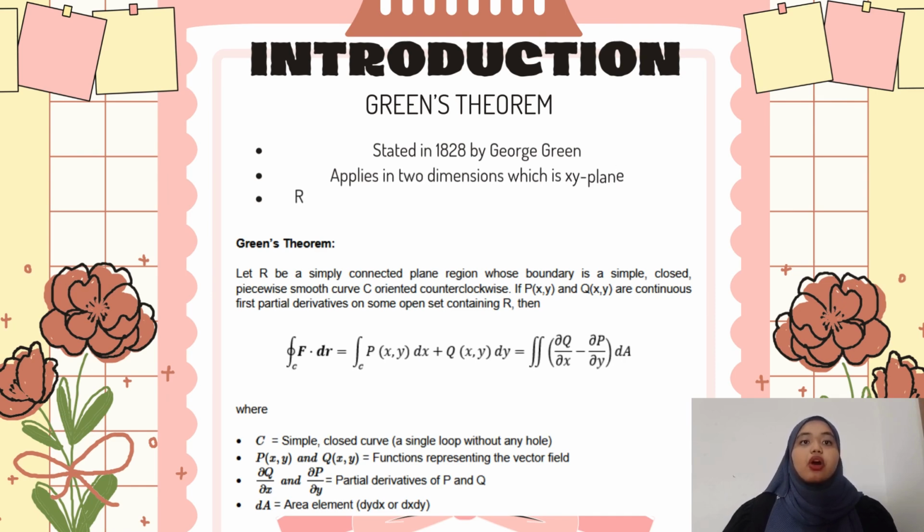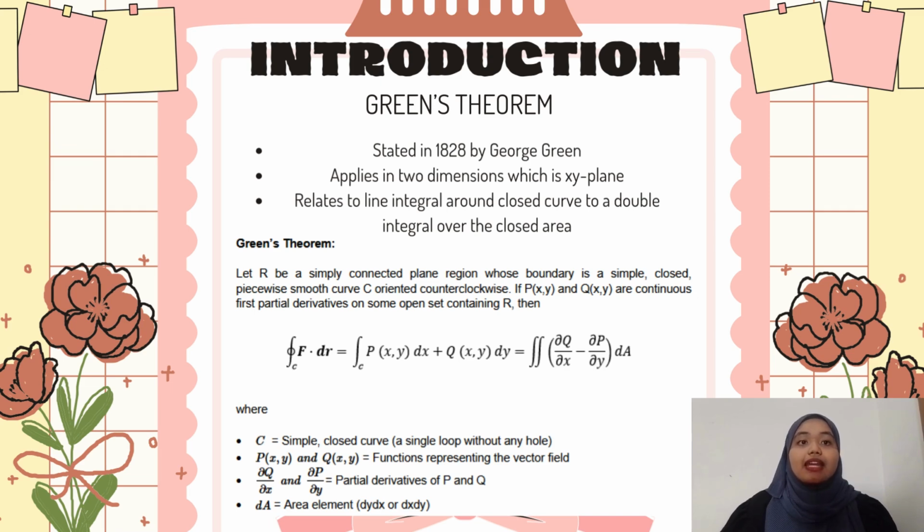What is the background of Green's Theorem? Green's Theorem started in 1828 by George Green, and it applies in two dimensions, which is the xy plane, and it's also related to a line integral around a closed curve to a double integral over the closed area.